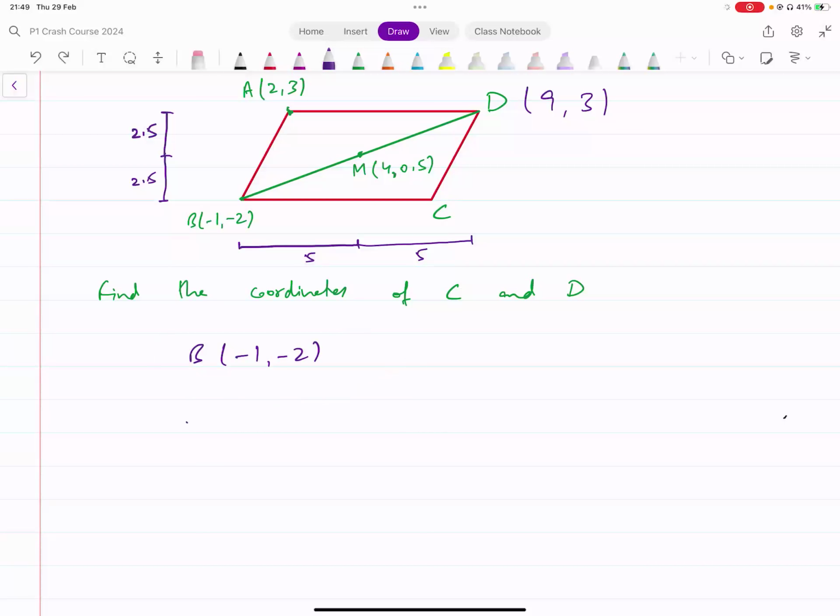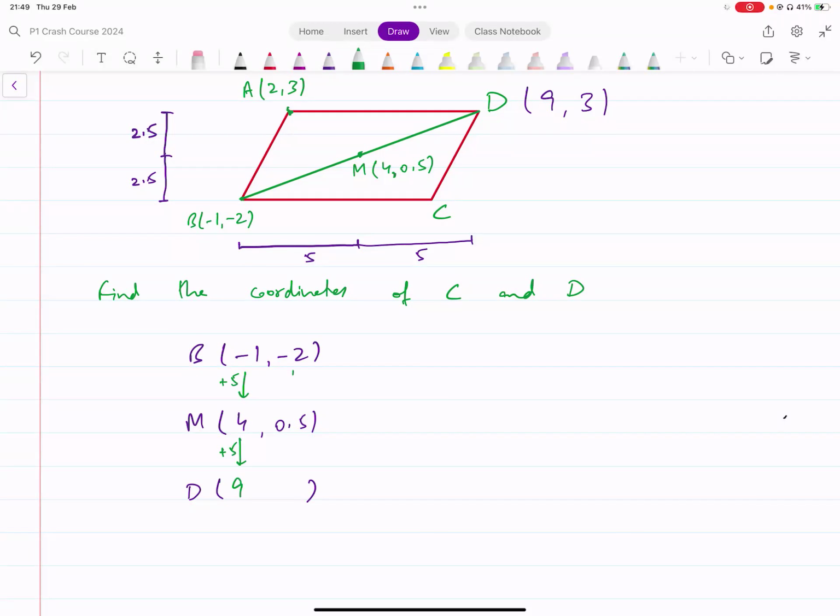And then the point M, which is the midpoint of B and D, that is 4 and 0.5. And you want to find the coordinates of the point D. And you represent it like this. Okay, how many units do you have to go from -1 to 4? You have to go 5 units. You have to add 5 to it. And then you just add 5 more to that to get 9 here.